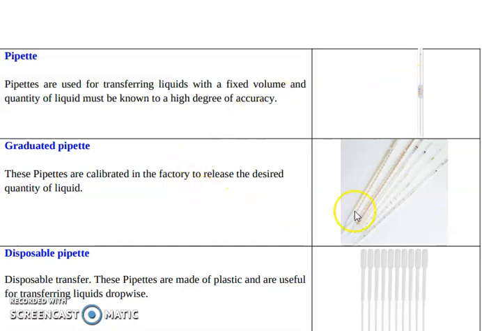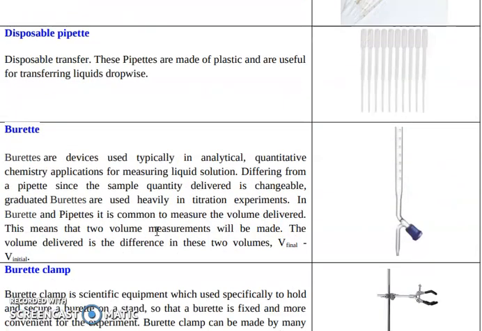Now graduated pipettes. These pipettes are calibrated in the factory to release the desired quantity of liquid. And disposable pipettes, disposable transfer pipettes. These pipettes are made of plastic and are useful for transferring liquid drop-wise.